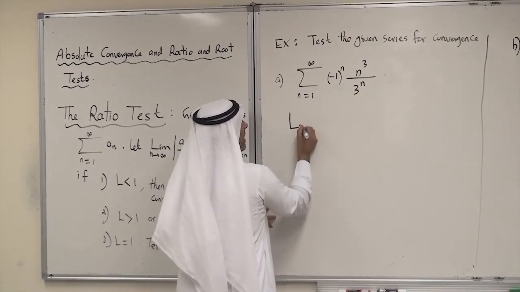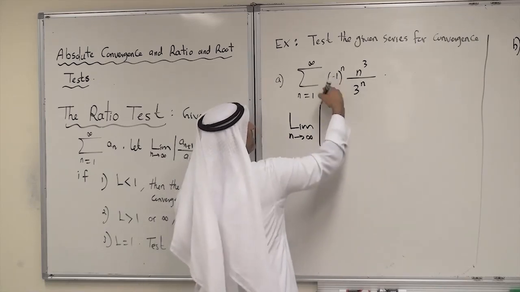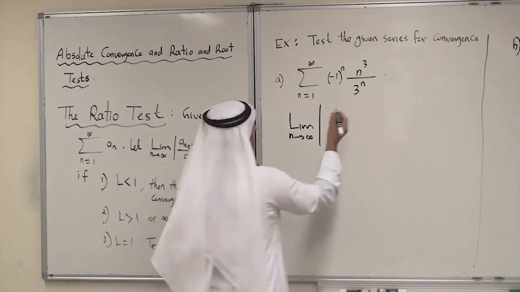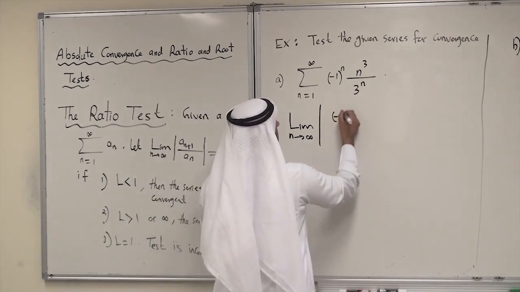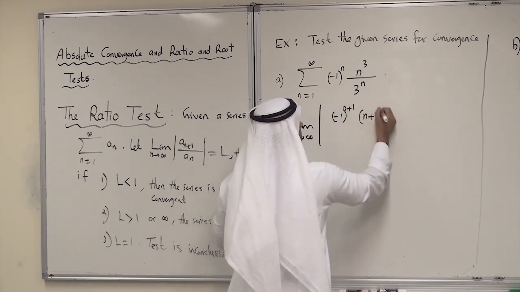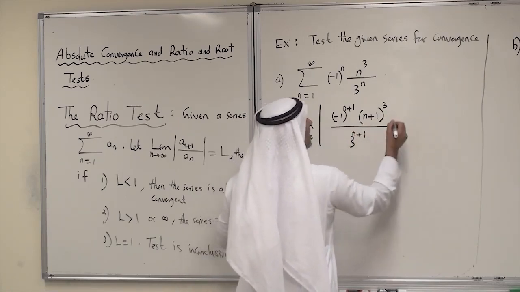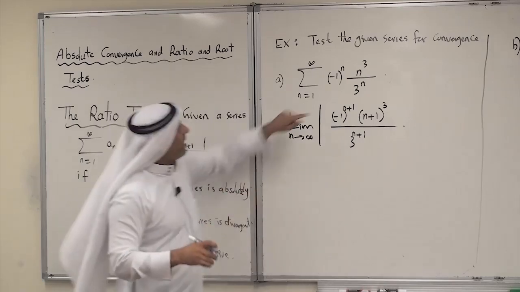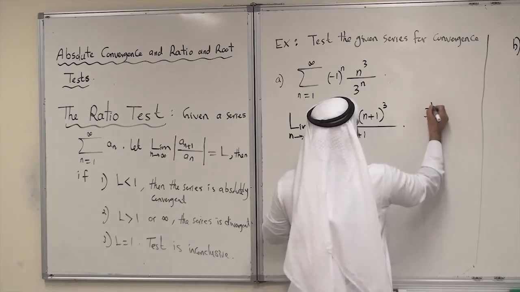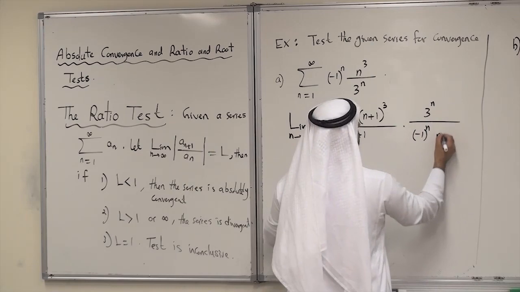Once you talk about the limit as n goes to infinity of the absolute value of a_n, the absolute value will take care of the minus sign actually. So what is left? Let me just write it for the time being: (-1)^(n+1) times (n+1)^3 over 3^(n+1). It is supposed to be divided by a_n, so it is multiplied by the reciprocal of this, that is 3^n over (-1)^n n^3.